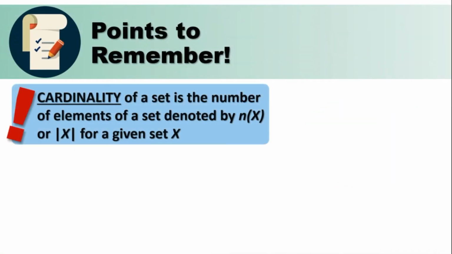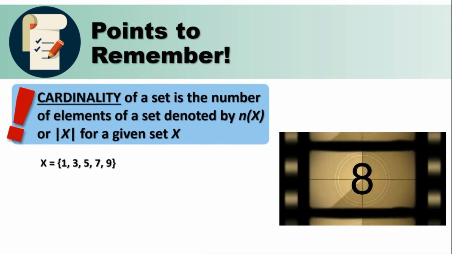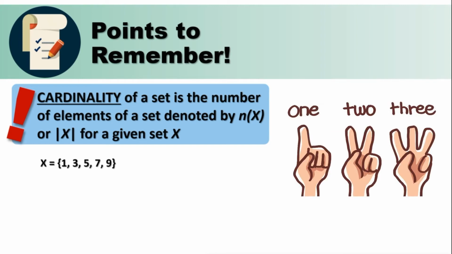Okay, next, cardinality. Cardinality of a set is the number of elements of a set, denoted by n(X) or the absolute value of X. For example, set X that contains 1, 3, 5, 7, and 9. What is its cardinality? Simple. We just need to count the elements. In this case, there are 5 elements, so the cardinality of X is 5.